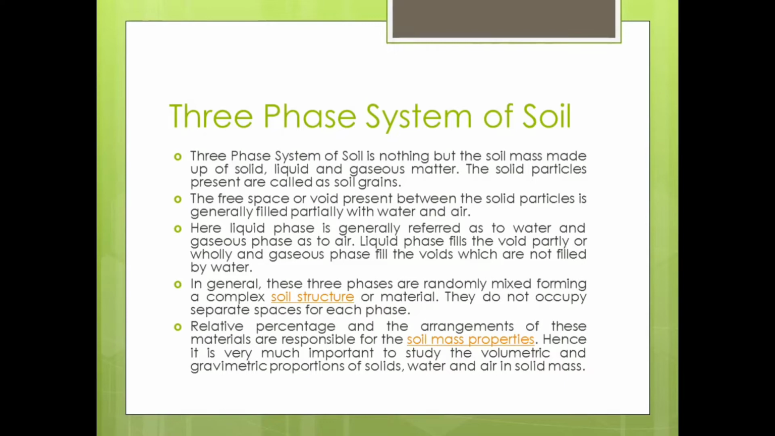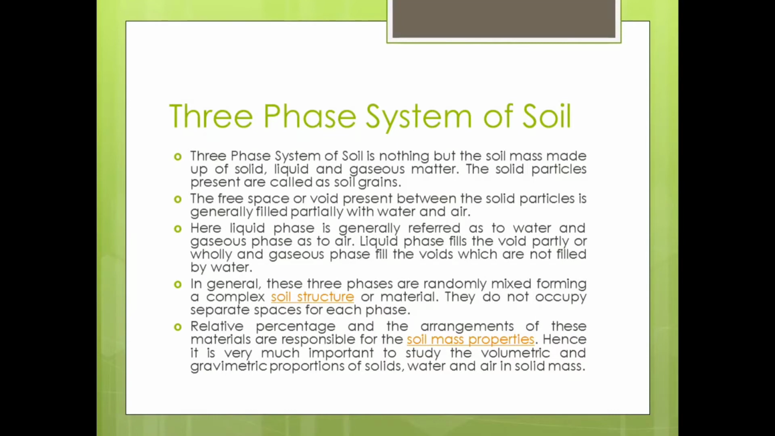The liquid phase fills the void partly or wholly, and the gaseous phase fills the voids which are not filled by water. Okay, so here the three phases are randomly mixed, forming a complex soil structure. It is complex. They do not occupy separate spaces for each phase. The relative percentage and arrangements of these materials are responsible for soil mass properties. What are they? Let us see in the coming slides.